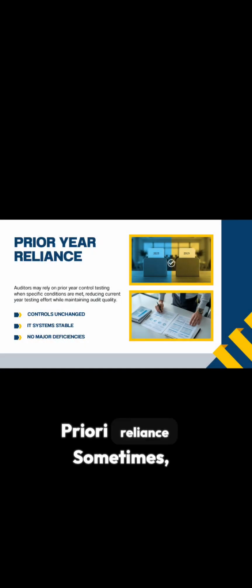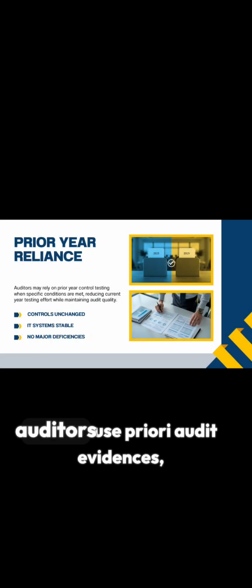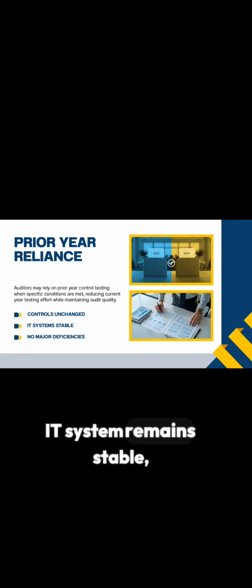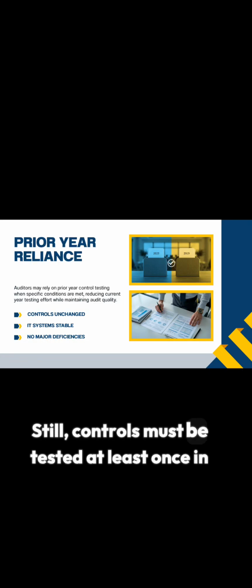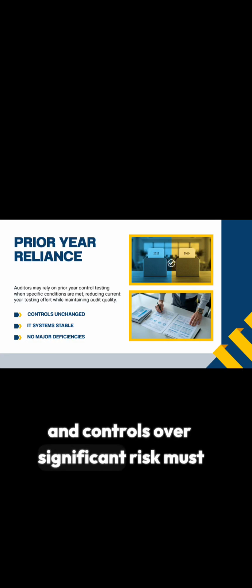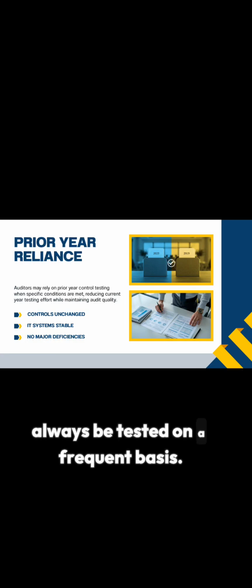Part number 9, prior year reliance. Sometimes auditors use prior year audit evidence, but this is allowed only when controls have not changed, the IT system remains stable, and no major deficiencies exist. Still, controls must be tested at least once in every third year, and controls over significant risk must always be tested on a frequent basis.